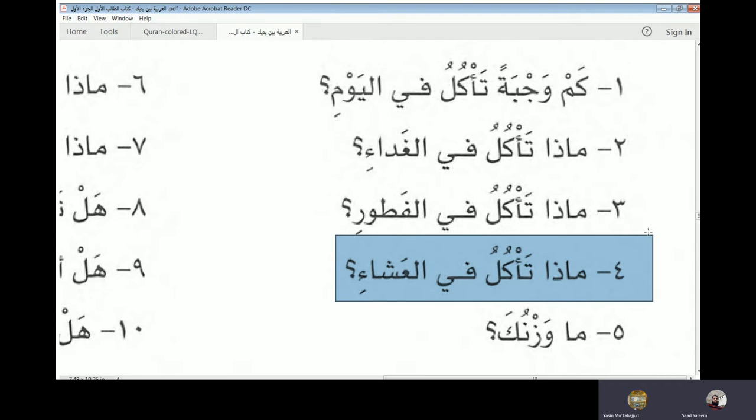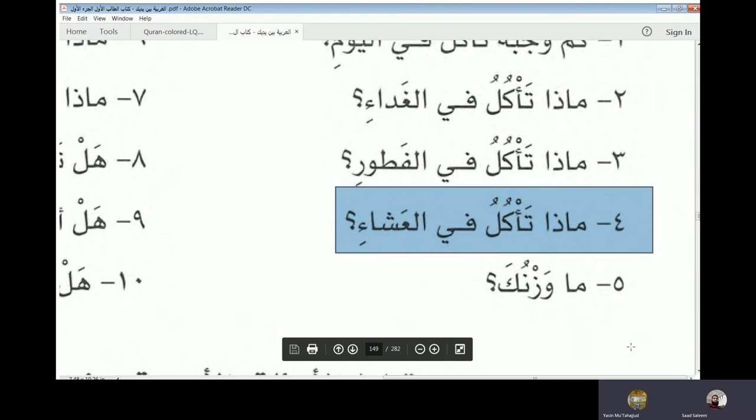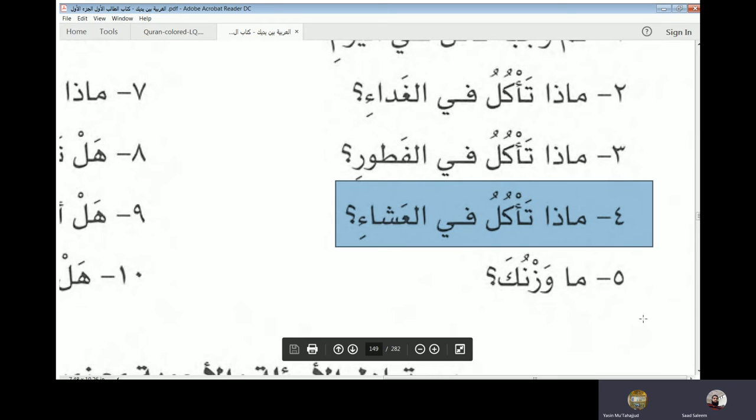ماذا تأكل في العشاء؟ لا شيء. آكل لا شيء في العشاء. لا آكل في العشاء. Okay. We start to say لم. لم آكل في العشاء. No, I never eat dinner. Okay. Next. لم آكل.